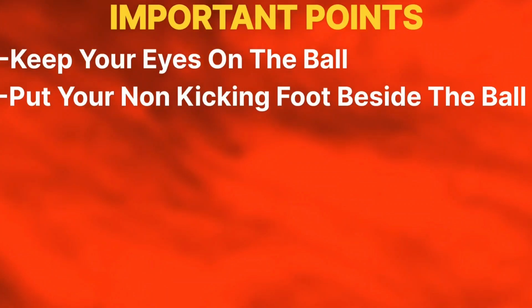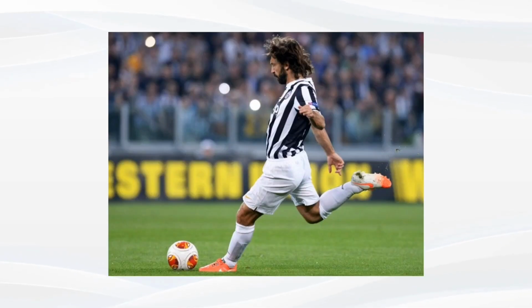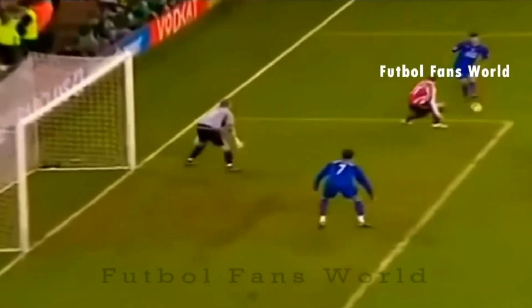Put your non-kicking foot beside the ball. Use your laces for power. Lean slightly forward. Follow through after the shot. One very common mistake is leaning too much backward. When you do that, the ball usually goes high. If your body balance is poor, your shot becomes weak or inaccurate.